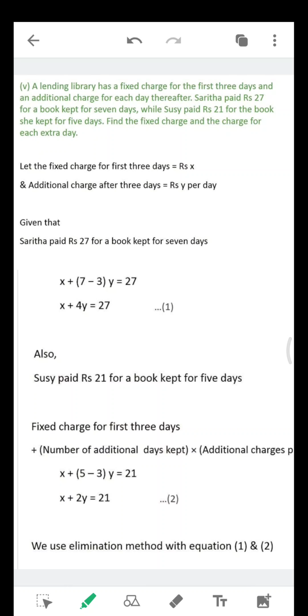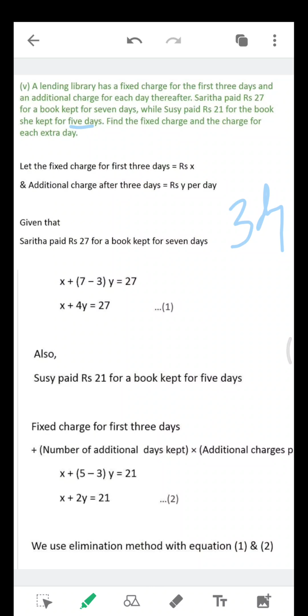So a lending library has a fixed charge for the first 3 days. The first 3 days there is a fixed charge, keep this in mind. An additional charge for each day thereafter. So Sarita paid rupees 27 for a book kept for 7 days, while Susie paid rupees 21 for the book she kept for 5 days. So there are two girls, Sarita and Susie.